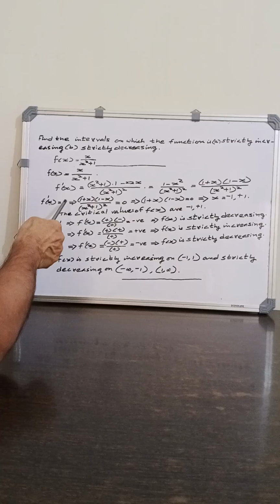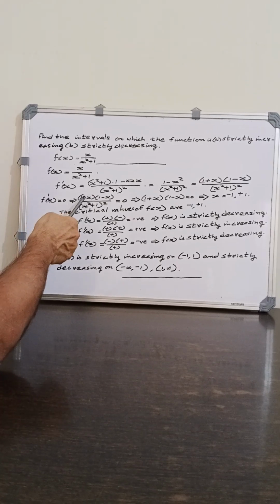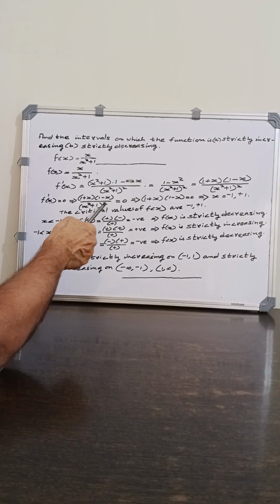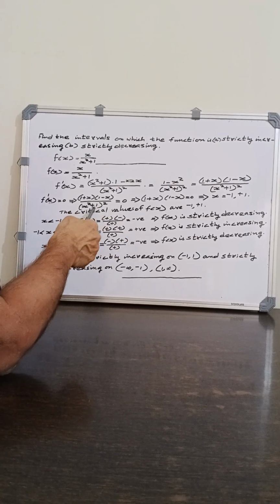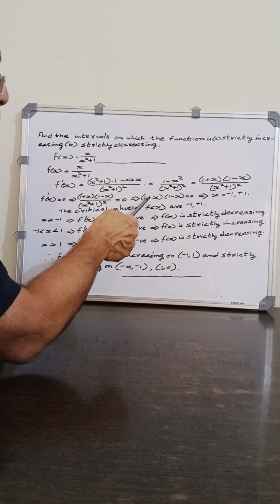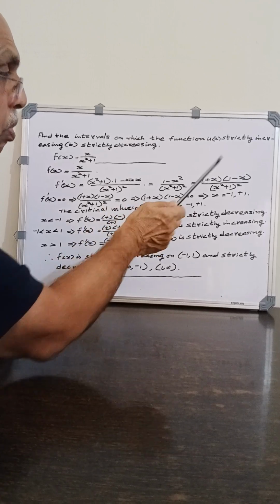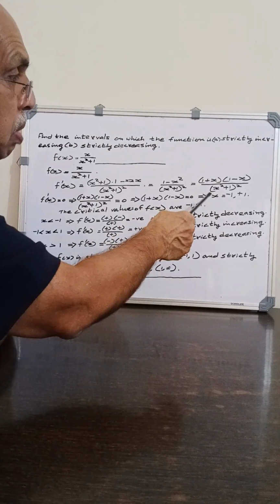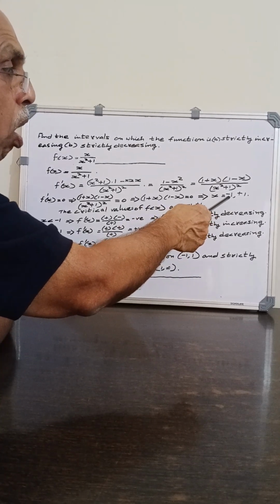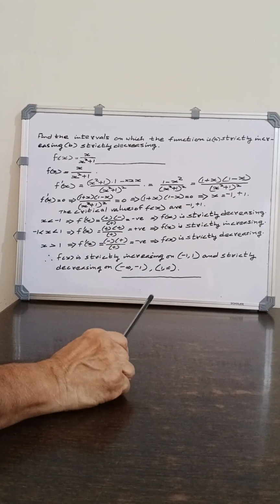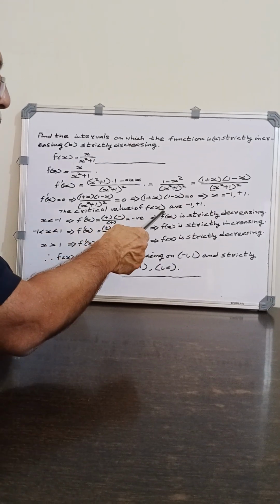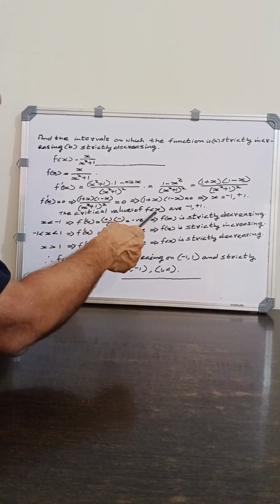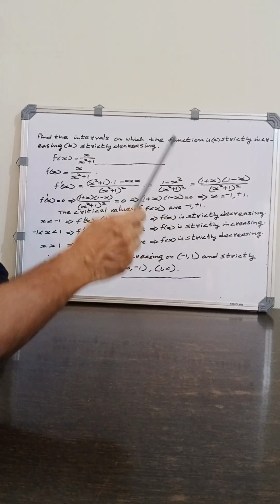Therefore, f dash of x equals 0: (1 plus x) into (1 minus x) by (x squared plus 1) the whole squared equals 0. When cross multiplied, this denominator vanishes and we get (1 plus x) into (1 minus x) equals 0. Therefore, the possible values of x in the derivative are x equals minus 1 or plus 1. These are the critical values of f of x, minus 1 and plus 1.